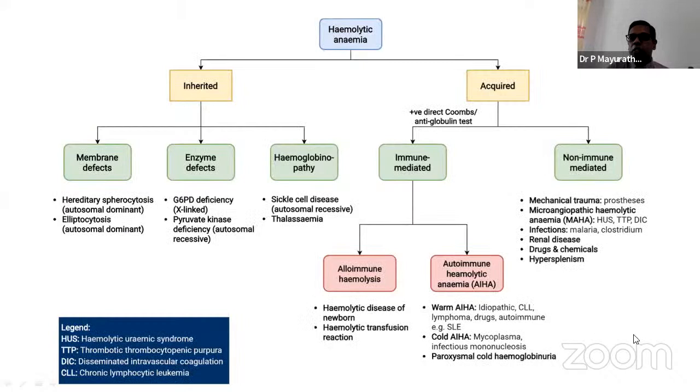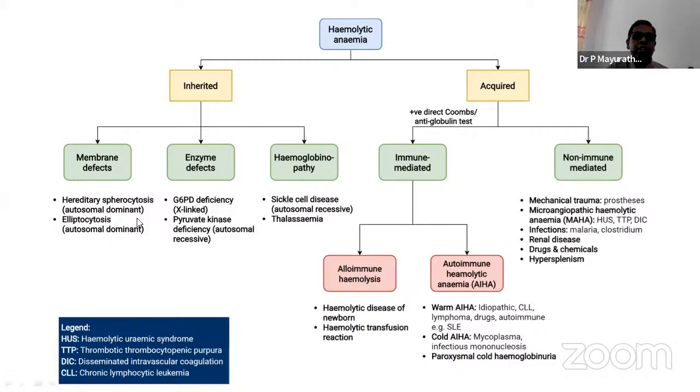Then we will just quickly run through the hemolytic anemias. So hemolytic anemias, you can divide basically into 2 types. Some are called inherited and others are acquired. So inherited conditions may be due to membrane defects, enzyme defects, or sometimes we say hemoglobinopathies. All are kind of hemoglobinopathies anyway.